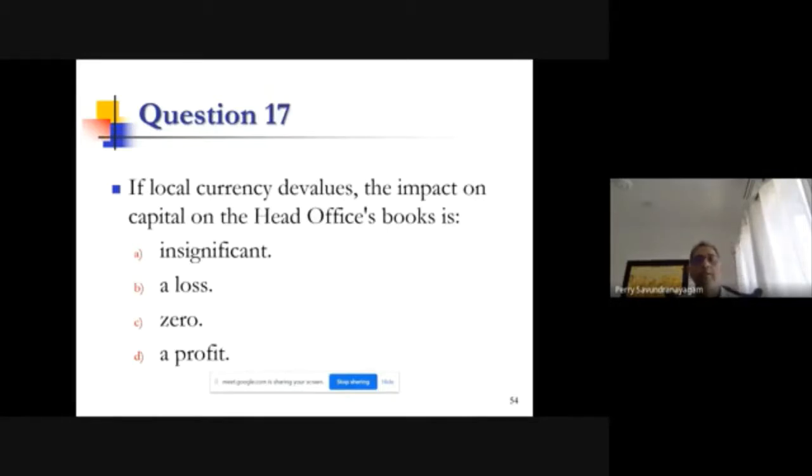If the local currency devalues, the impact on capital on the head office book is: insignificant, a loss, zero, or a profit. Devalues means, say, the rupee devalues, the rupee gets weaker. So it's a profit, right? Devalues, a loss. So if the rupee loses value, your capital came in when the rupee was 200. Now the rupee is 210. So you lose money.